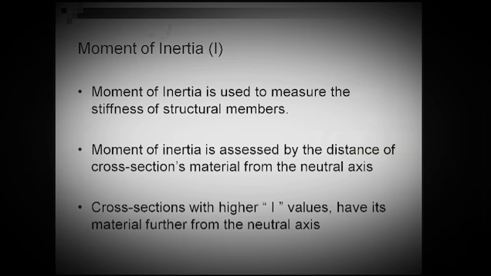The general format of the equation is I equal to the summation of y squared multiplied by delta A. And the y squared is essentially the distance from the neutral axis to the center of this segment. And if that segment is furthest away from the neutral axis, you'll be getting the bigger distance squared.